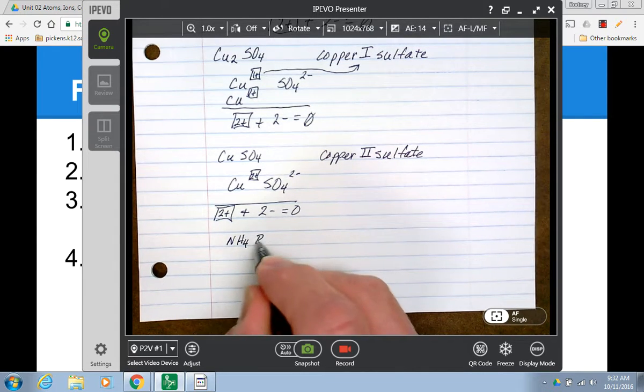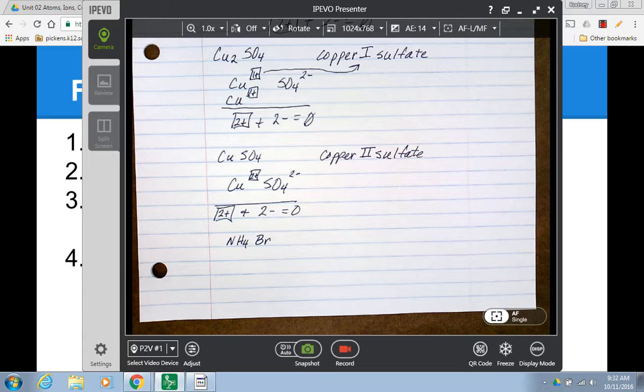NH4Br. Now again, this is something that just comes with practice. You will need to recognize this. NH4 is a polyion. You say, well, how do I know that? Well, you look at this NH4Br and you have 3 atoms here. So you know it has to involve a polyion. You look at this, you say, well, that's just regular bromine, so it's going to be bromide. So this must be the polyion.